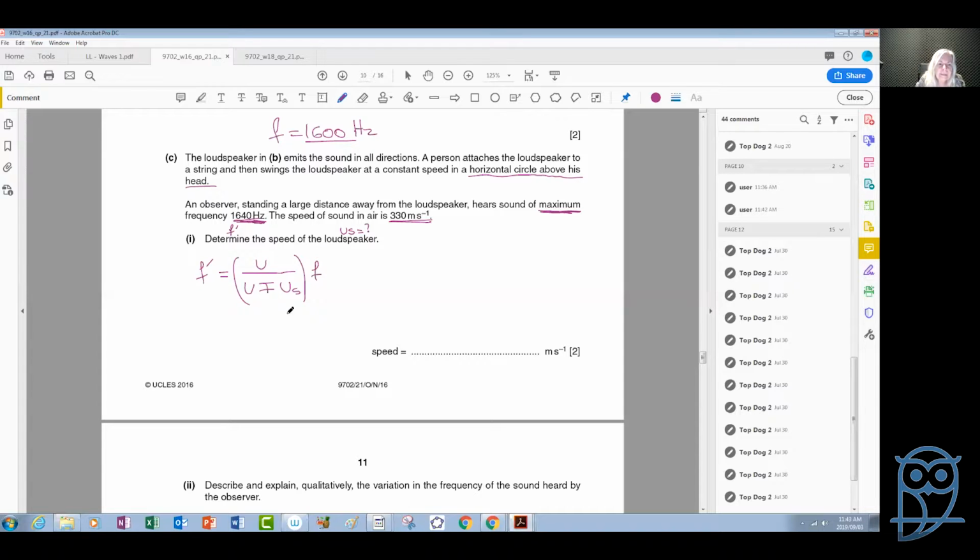So we see that in this formula, f prime is the frequency that the observer hears. This is the actual frequency of the source, which is the 1,600 hertz in our case. V is the speed of sound, which does not change, obviously, no matter whether the source of sound moves or not. And Vs is the speed of the source that makes the sound. In our case, the source is the loudspeaker. So this is the speed of the loudspeaker, and this is what we need to determine here.